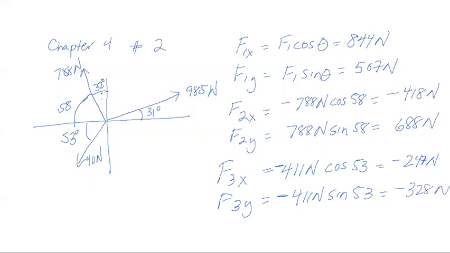Now I add up my x and y components. So my resultant x is going to be, adding them up, 179 newtons. And my resultant of y is going to be equal to 847 newtons.